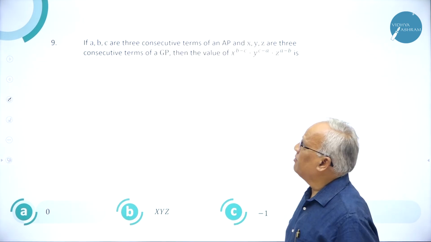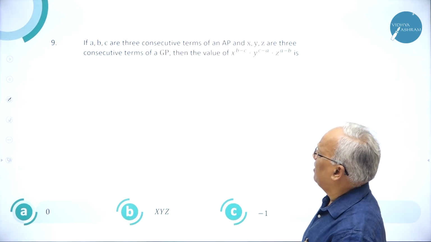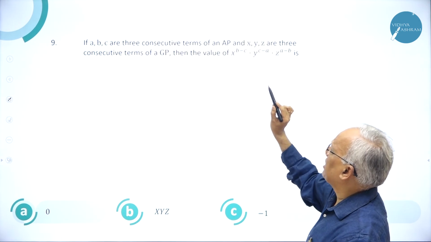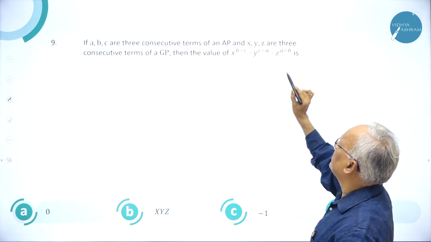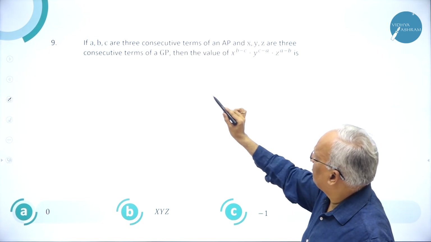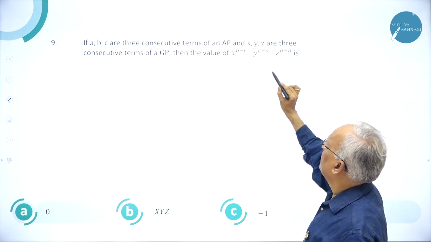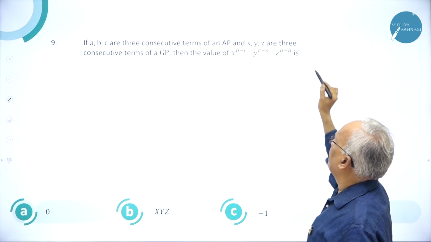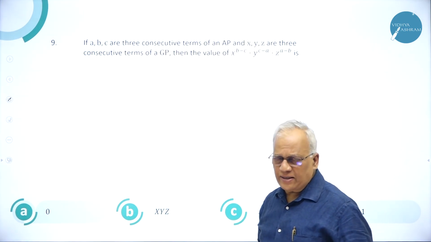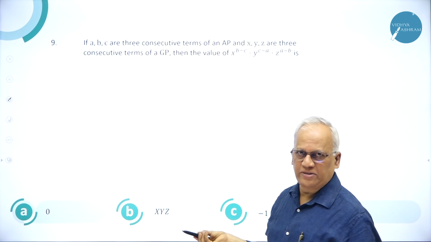Next question. If a, b, c are 3 consecutive terms of an arithmetic progression and x, y, z are 3 consecutive terms of a geometric progression, then the value of x to the power (b minus c), y to the power (c minus a), z to the power (a minus b) is. See, I can take the general case and a special case also.